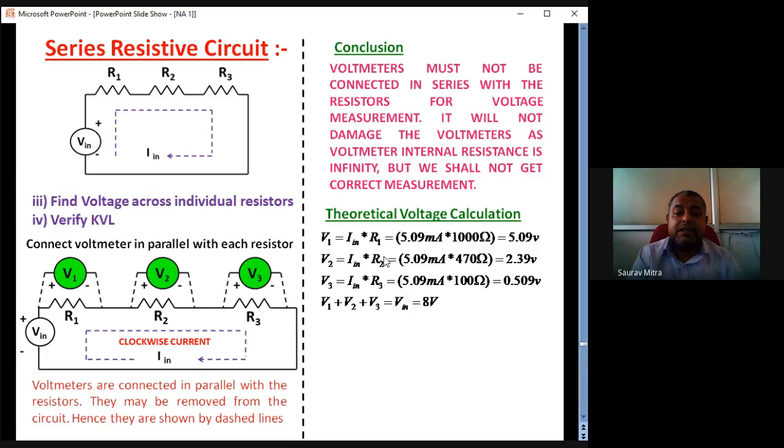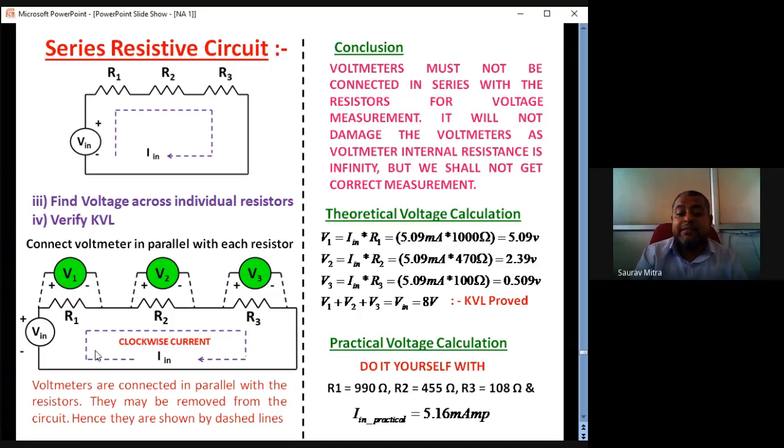By the electrical method, we first find I in, multiply by the resistor and find the voltages. Finally, add all these three voltages and you will find V1 plus V2 plus V3 equals 8 volt. Whatever supply voltage is given, that same voltage is absorbed by the different loads across the circuit. So that is actually KVL.